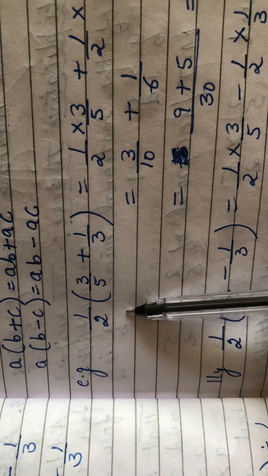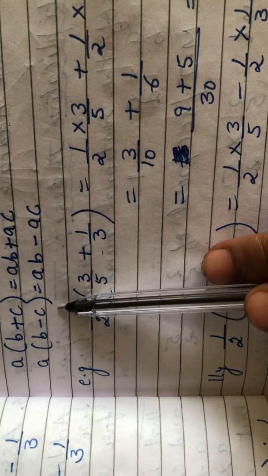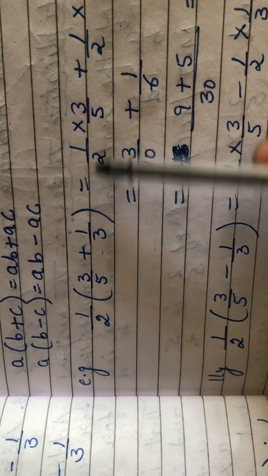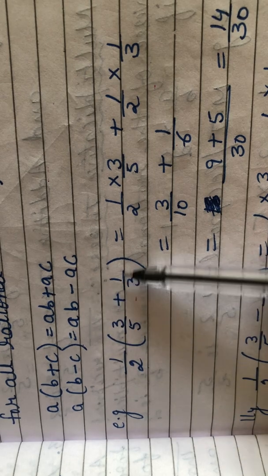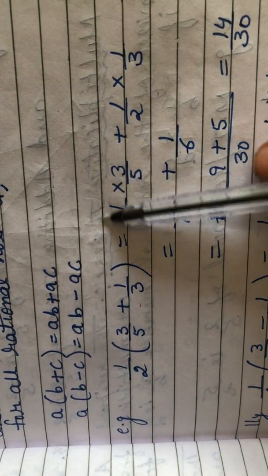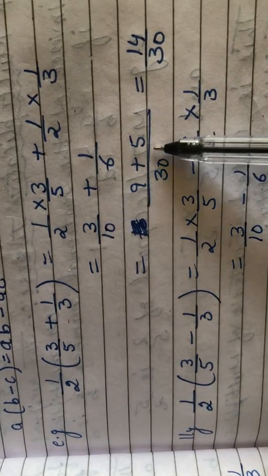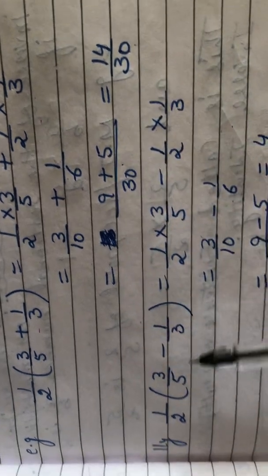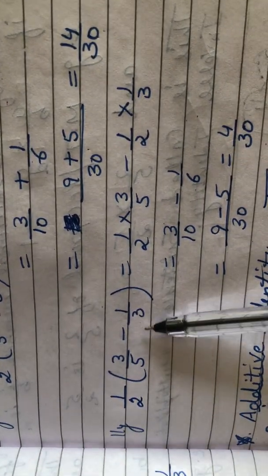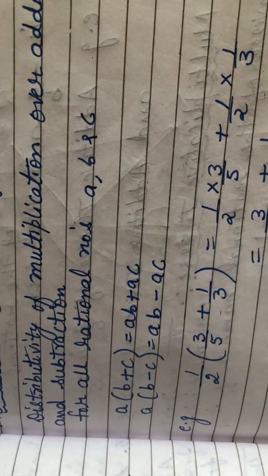So you can see the example. Here 1 by 2 will multiply with 3 by 5. Then under addition you will put plus sign. Then 1 by 2 will multiply with 1 by 3. So after doing multiplication, we'll add them up by taking LCM, we get the result as 14 by 30. Similarly, this is applicable under subtraction also. So this is distributive property.